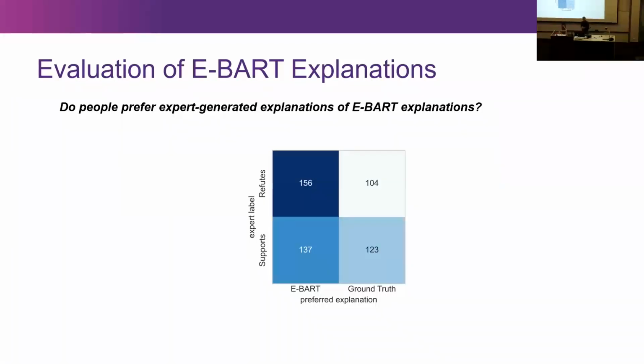So first of all, we asked the people whether they prefer the expert-generated explanations or the AI-generated explanations. And we see that it's like 50-50. In half of the cases, the preferred explanation is the one generated by our model, and then the other half is the one generated by experts. And we also don't see a difference on whether the statement itself is true or false. So this is good news.